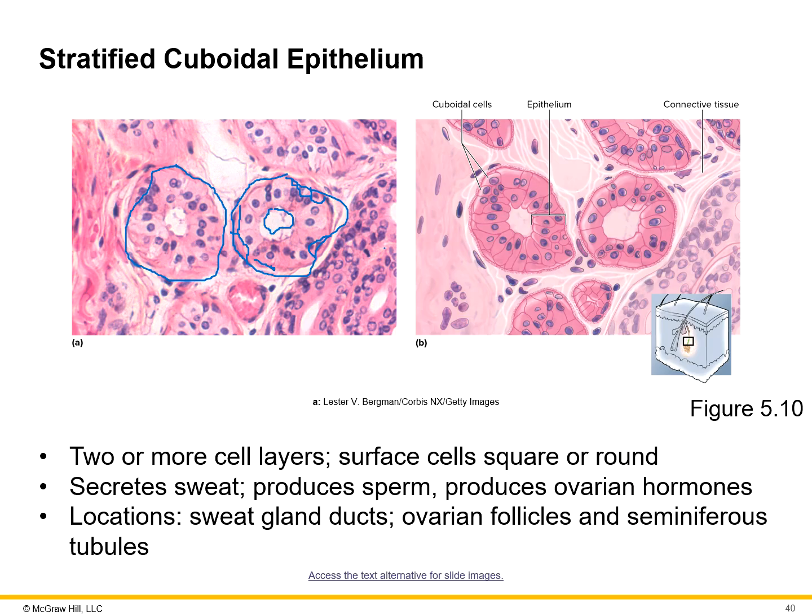This actually is a much better picture here. If you look at this one, you got one layer and then you have a second layer right there. So there's two layers of these cuboidal shaped cells.